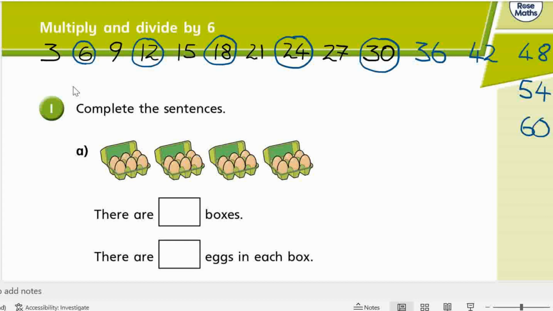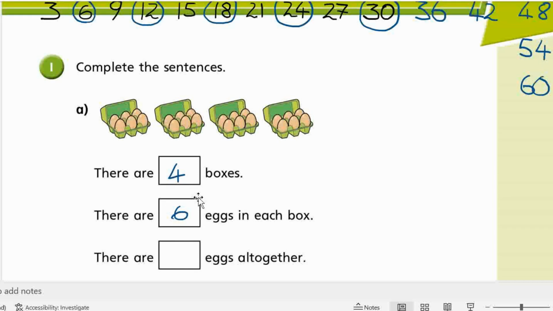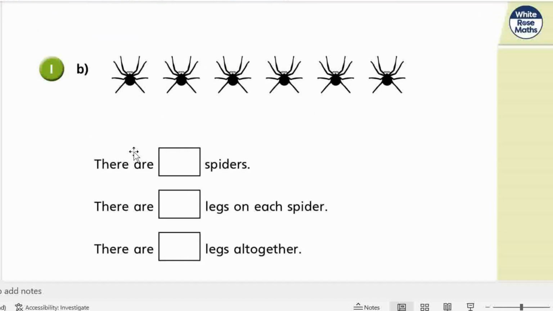Okay. Let's continue with some of the tasks we have to do on your worksheet. Number 1, complete the sentences. There are how many boxes? 4. There are eggs in each box. In one box, how many eggs? 6. And there are how many eggs altogether? Now you can count them, or you can do your times table. So 4 times 6. Good. 24. You can see here 1, 2, 3, 4. Okay, let's move on.